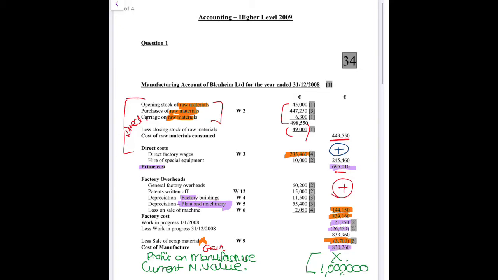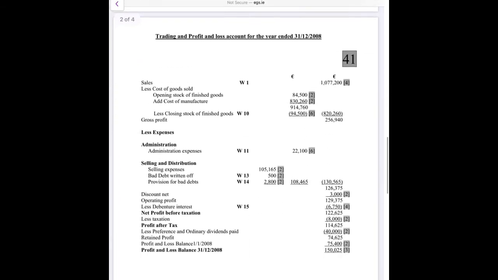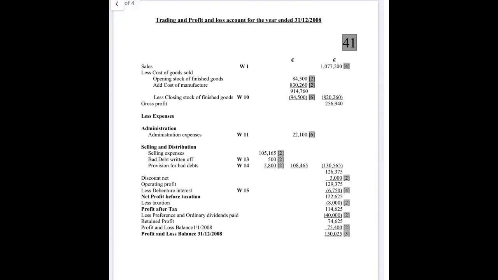Okay, the next account then is your trading profit and loss account. Your trading profit and loss account is also for the year ended 31st of the 12th, 2008. You've got a sales figure of 1,077,200 euro. That figure, we definitely adjusted for a sale or return basis. So that's coming there. You're getting 4 marks for that.